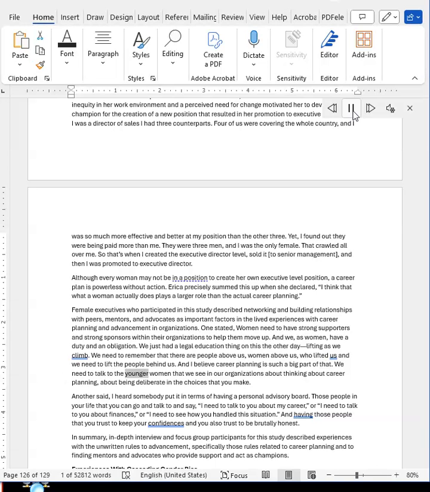We need to talk to the younger women that we see in our organizations about thinking about career planning, about being deliberate in the choices that you make. Another said, "I heard somebody put it in terms of having a personal advisory board."